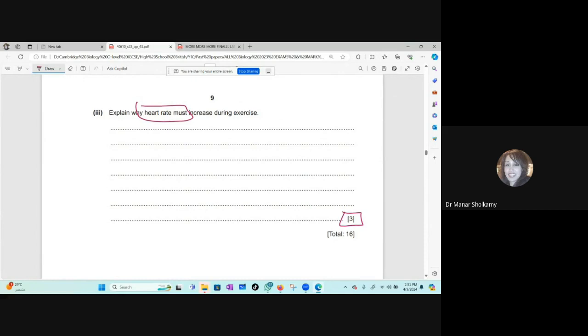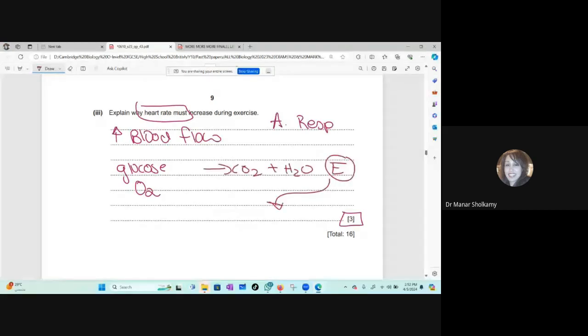Why is the heart rate increasing? Because this means that there will be more blood. And why do we need more blood? Because this more blood will provide the raw materials needed in aerobic respiration, like you said. And you wrote the equation, perfect. Now, who will supply the raw materials? The blood. The blood will carry the glucose needed in respiration, and it will carry the oxygen for aerobic respiration, so that they combine together and give me carbon dioxide and water and energy.